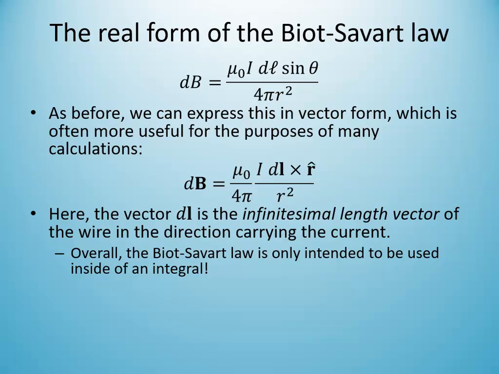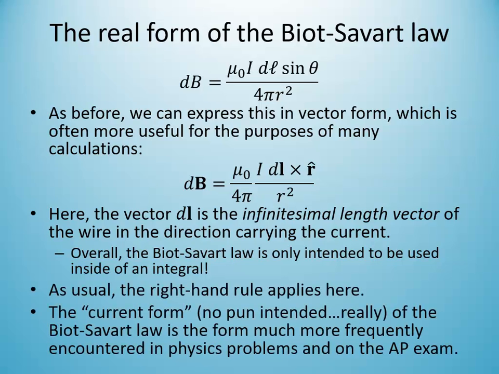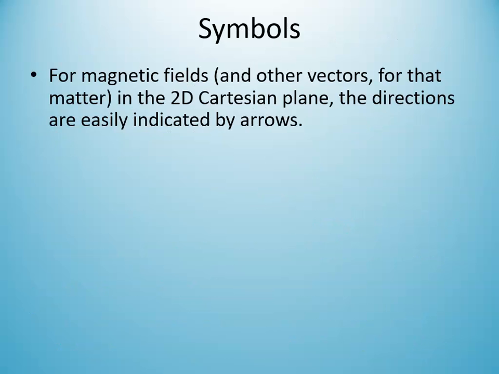So keep in mind something else, that this form of the Biot-Savart law is actually only intended to be used when it's on the inside of an integral, where we also consider the right-hand rule when we're doing that calculation. So this is the form that you will most commonly encounter in physics problems on the AP exam. Every once in a while you might have to calculate it due to a point charge, but that's a bit rare.